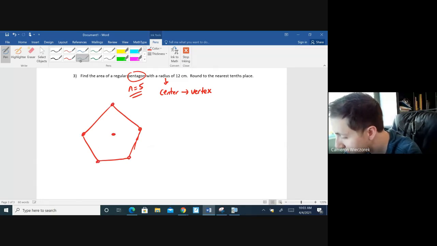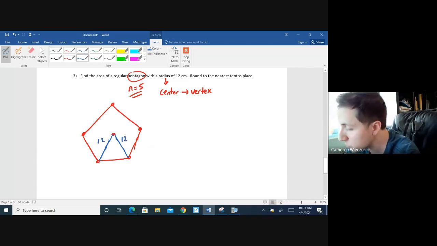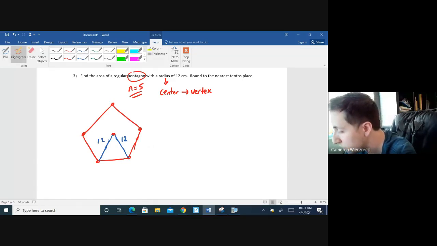The center to the vertex is a radius, and strategically, as usual, I'm going to draw 2 of them. This is a radius, that's 12. This is a radius, that's 12. This was the problem at the end of the notes the other day that we said if you use SOHCAHTOA, it's going to take a long time because you're going to have to use SOHCAHTOA once to get the apothem, but then you're also going to have to use SOHCAHTOA again to get the side length. And then you're going to still have to get the perimeter. It just takes too long.